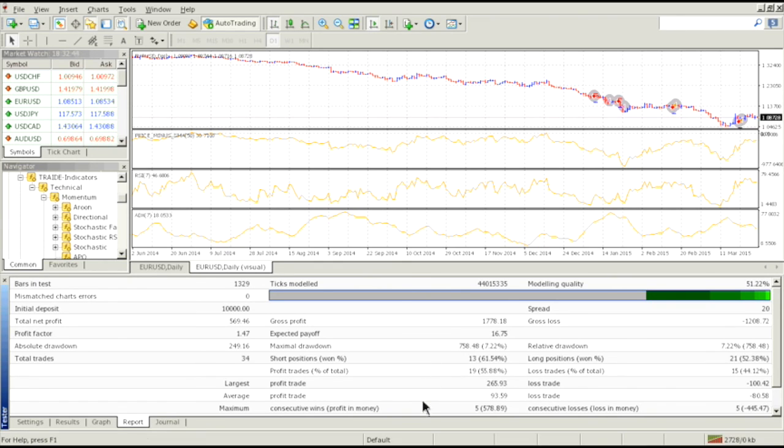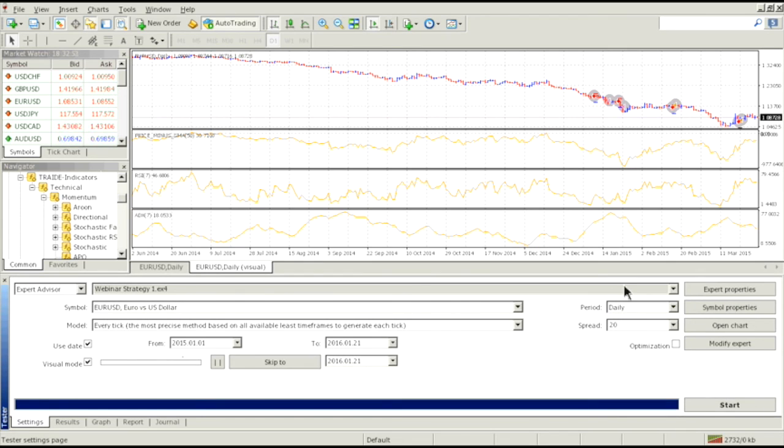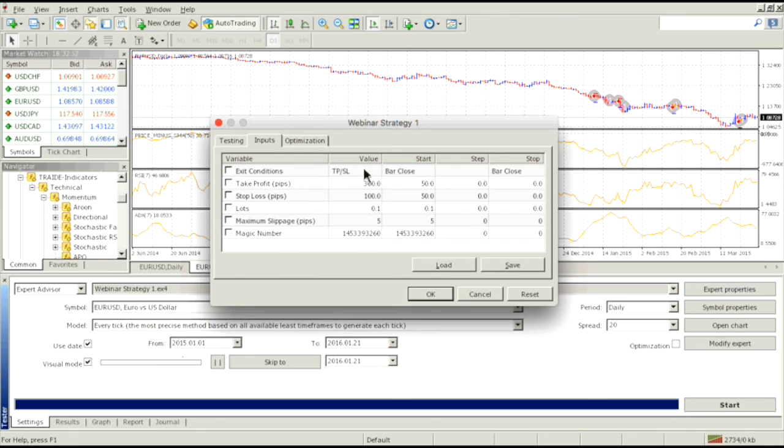We can see here our largest profitable trade, and the smallest profitable trade. Our average profitable trade is larger than our average loss, so we're feeling good about those settings. You do notice in the expert properties, we can also set our take profit and stop loss and the bar close. The bar close means that once the conditions are no longer met, or there's a signal in the opposite direction, then we'll exit the trade at the close of the bar.